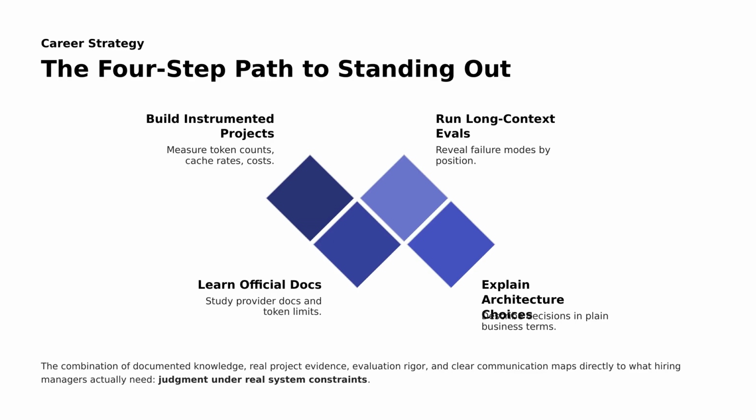Here's a simple 4-step career strategy for standing out. First, learn the official documentation, especially provider guidance and token limits. Next, build instrumented projects so you can measure token usage, caching, and cost. Then, run long context evaluations to uncover where systems fail based on position. Finally, explain your architecture choices in clear business language. That mix of knowledge, evidence, rigor, and communication is exactly what hiring managers look for.